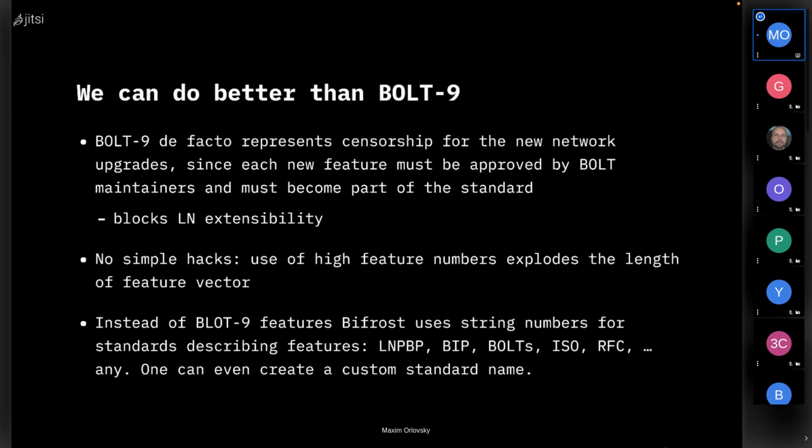And there is no specific set of standards which are supported. You can use basically any name, not just LNPBP standards. You can use BIPs and BOLTs. You can use other sources of standards, so you can even create your own. So you have no censorship on the introduction of new functionality and no requirement to modify the Bifrost protocol or the node to understand and run a new standard.